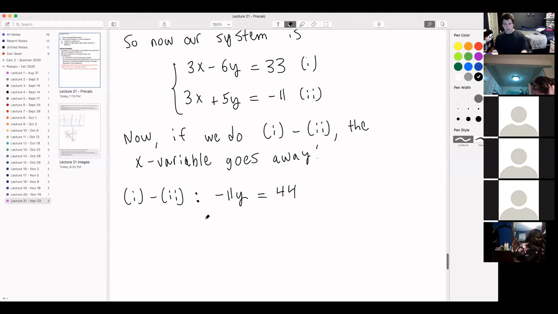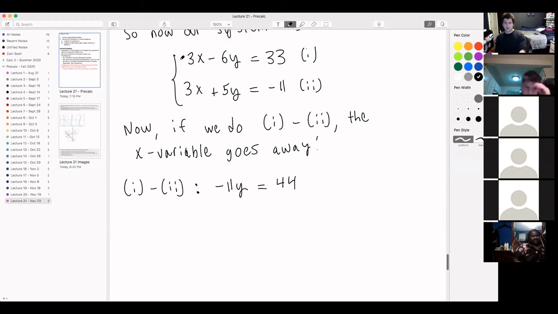All right, is everyone okay with what I did? I did equation 1 minus equation 2. The x variable is gone because 3x minus 3x is 0. And this is very good because I can solve this for y immediately. So y is equal to negative 4.